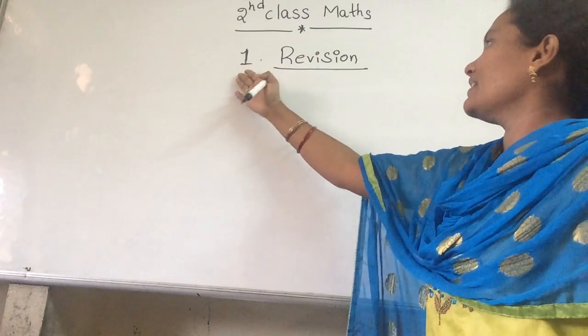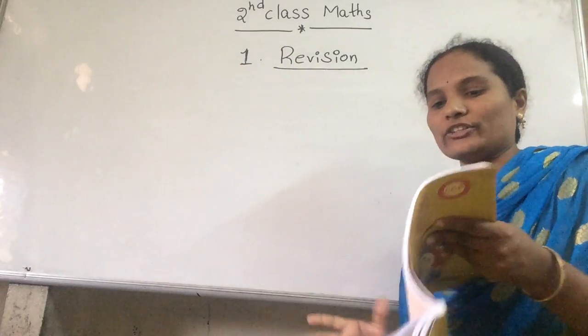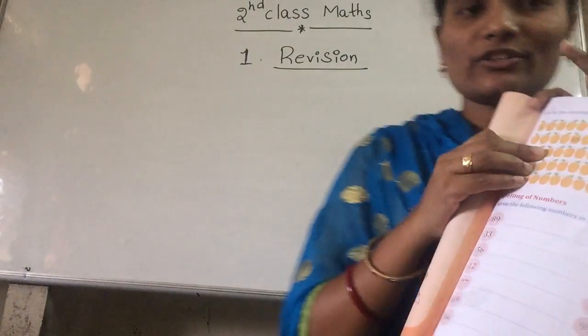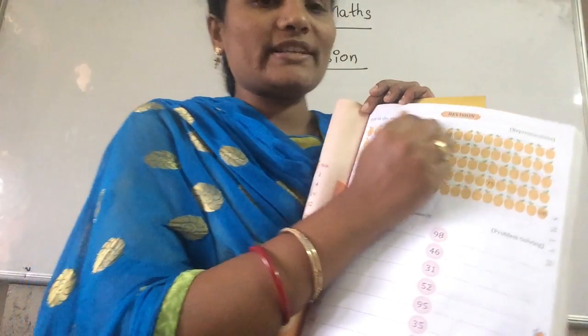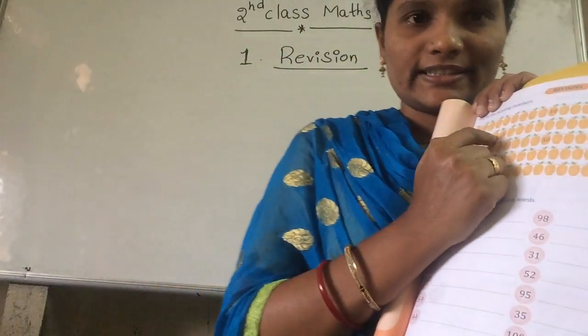First chapter is revision. Children, did you bring your test books? Please open your test books. What is our first one? Fill in the missing numbers. Here, numbers from 1 to 100 are given. You need to fill in these numbers. Here you should write.